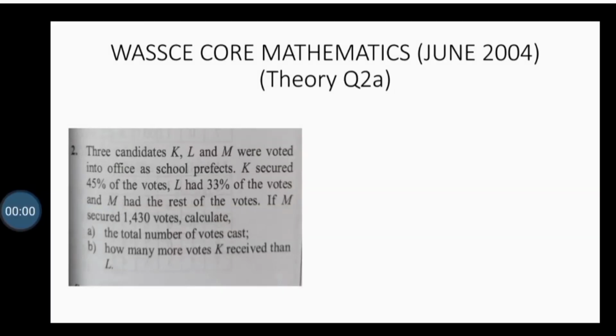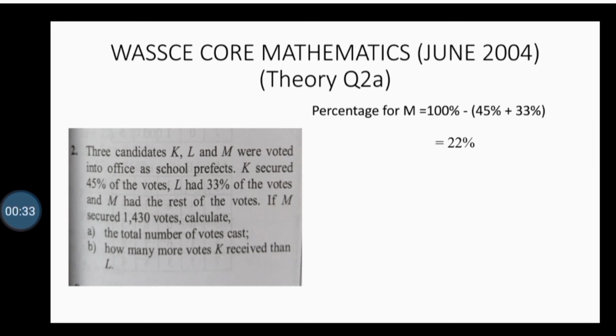The question didn't state the percentage secured by M, but rather gave us a clue that M had the rest of the votes. It means you can calculate for the percentage of M. How do we calculate for that? You have the percentage of M to be equal to 100% minus the sum of the percentages secured by K and L, which is 45 and 33 respectively, which will then give us 22%.